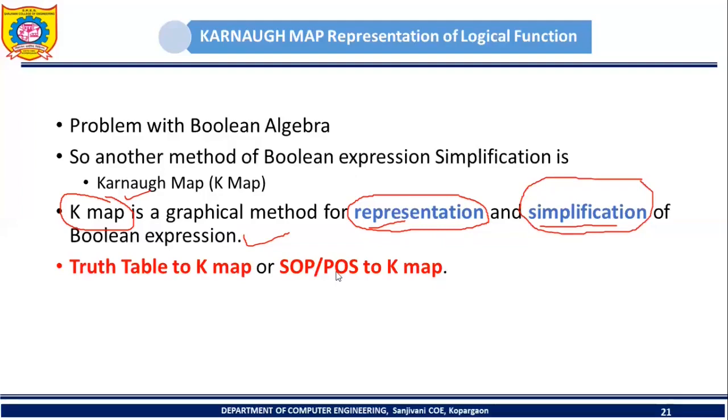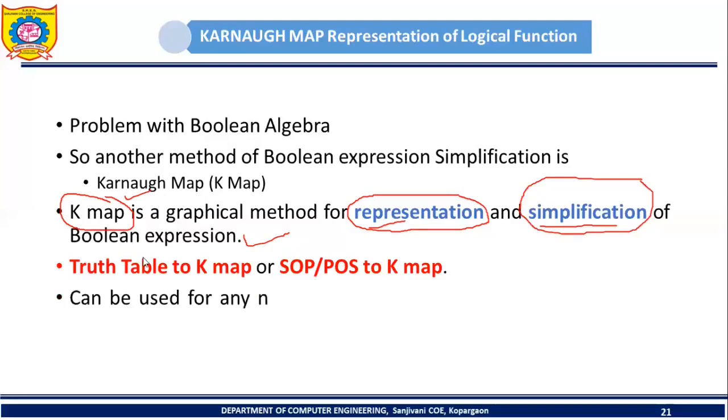Then what you have to do? First of all, you have to bring that particular function from SOP into standard SOP, or from POS into standard POS. Once your Boolean function is in standard SOP or standard POS form, then it is possible to represent that particular function on a K-map. Are you getting? So this is one use of K-map. It is used for representation of Boolean expressions.